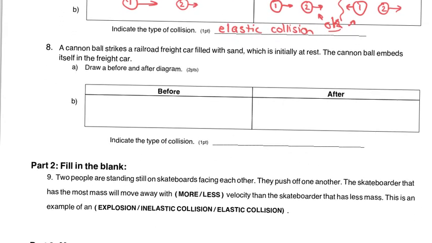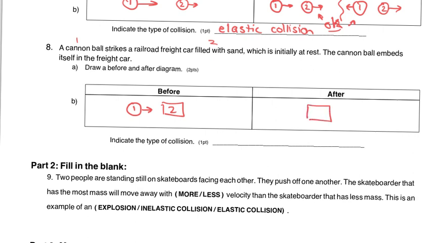A cannonball strikes a railroad freight car filled with sand. So we've got a cannonball, we've got our freight car filled with sand. Let's say this is 1, this is 2. The freight car is initially at rest. The cannonball is moving towards the freight car. The cannonball embeds itself in the freight car.